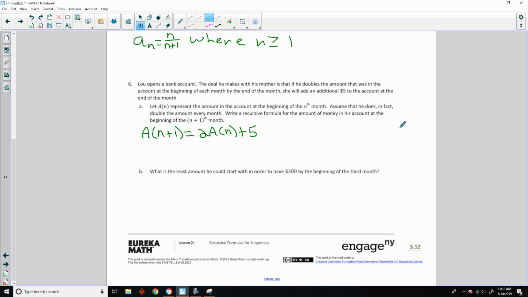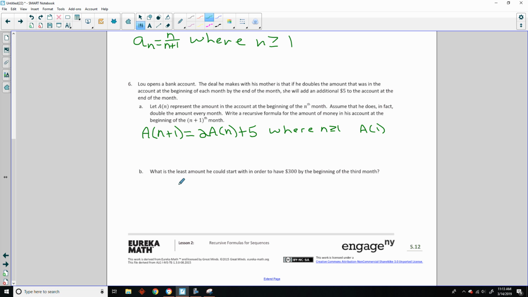So there it is. But you also have to say where n is greater than or equal to 1. Can't have negative months or 0 months. And a of 1 is the initial amount.